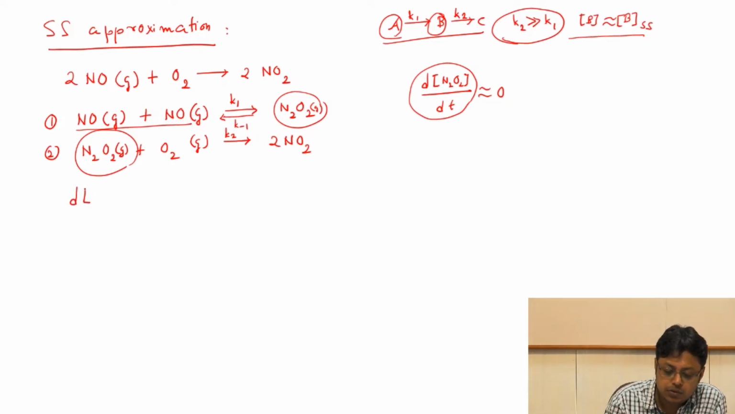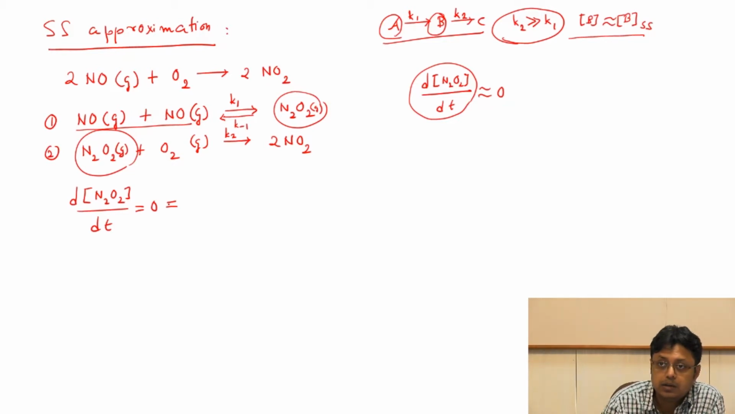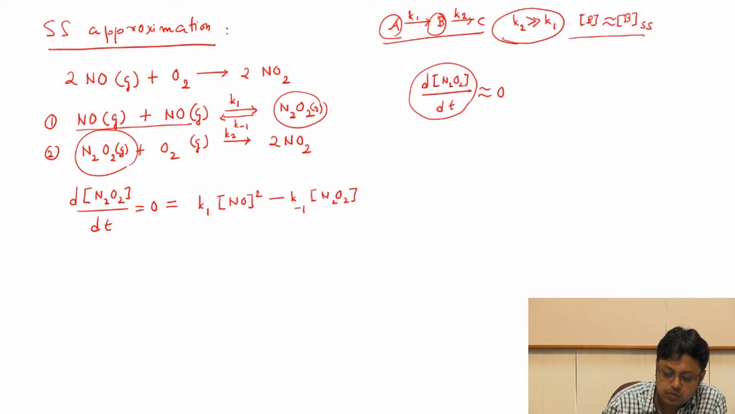Now let us proceed. What we will write is that d[N2O2]/dt should be 0, and let us try to figure out where N2O2 is being formed and being consumed. Now look at the first step. It is being formed from two nitric oxide molecules, so we can write it as K1 into NO square. But the reverse of the first step is actually destroying it, at a rate of K minus 1 into the N2O2 concentration, just the reverse step.